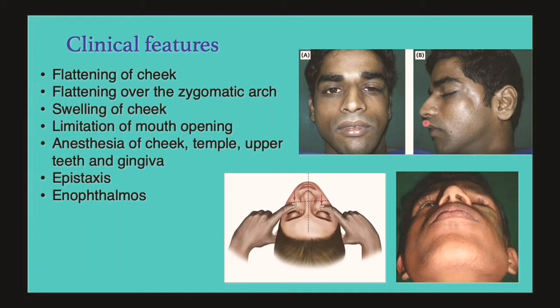and gingiva, epistaxis due to disruption of the maxillary sinus mucosa caused by fracture of the sinus wall, enophthalmos as you can see in this picture, which is defined as the posterior displacement of the globe. And in this picture you can see how the zygomatic bone is being examined by palpation using the two index fingers. As you can see here, one finger is lower than the other, which indicates a depressed bone.